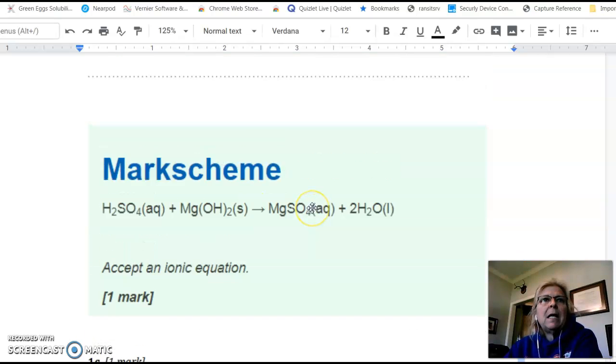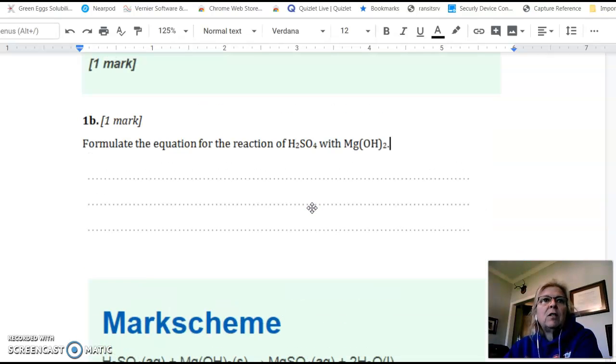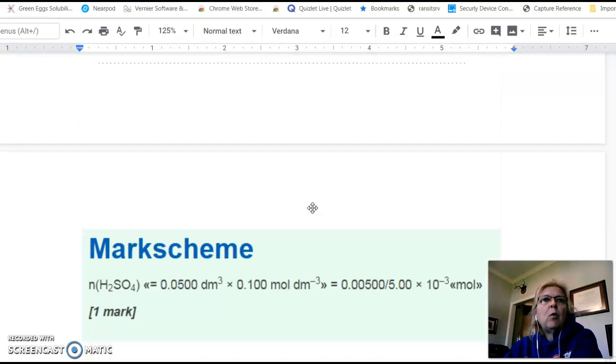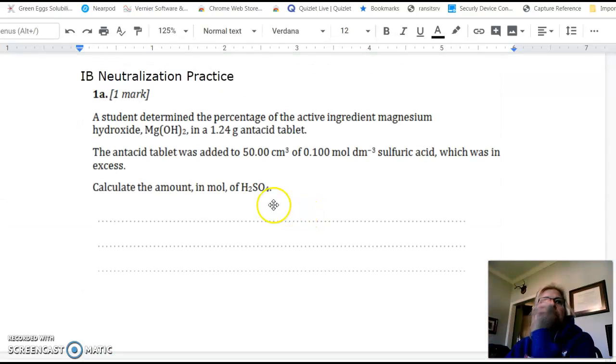So let's step back just a little bit more to previous questions. The very first question that was asked of us was, the antacid tablet is added to 50.00 centimeters cubed of 0.1 molar sulfuric acid. Calculate the amount in moles of H2SO4. So we did that. We found out how many moles of H2SO4 the antacid tablet was added to.